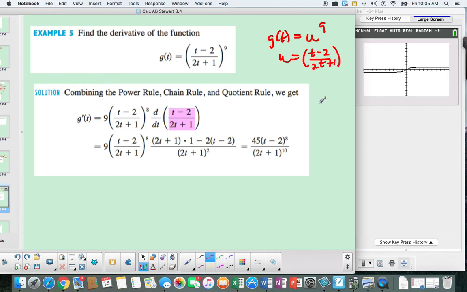So my first step is to use my power rule. Here I do it here, and then I'm going to take the derivative of the inner function. And notice, I don't do it right away. I'm repeating the first part of the chain rule, and I'm using the quotient rule here, and then I simplify.